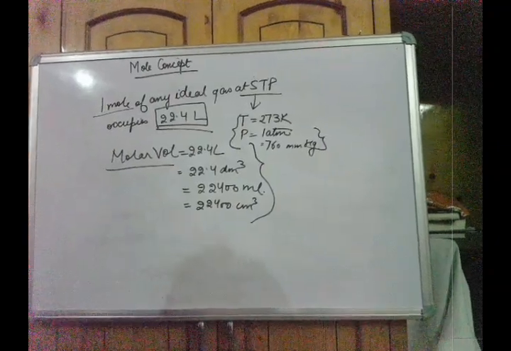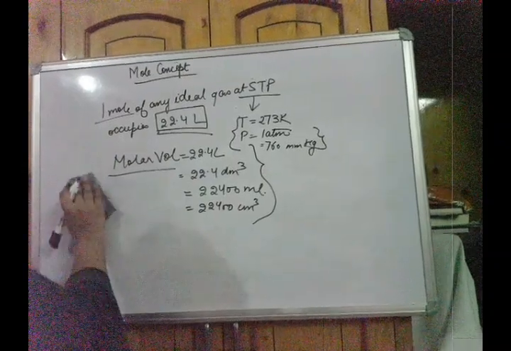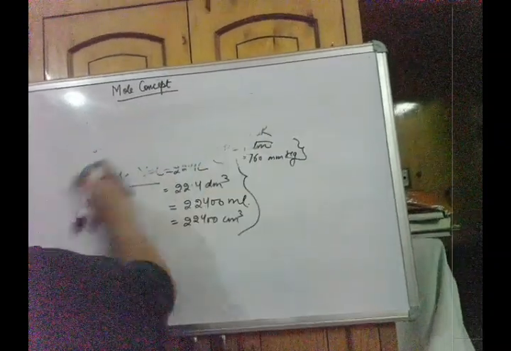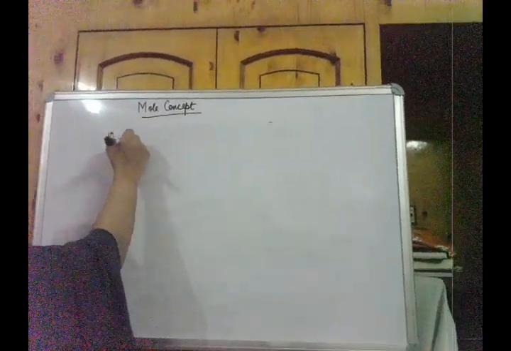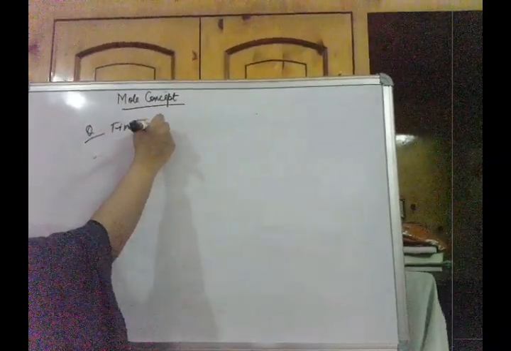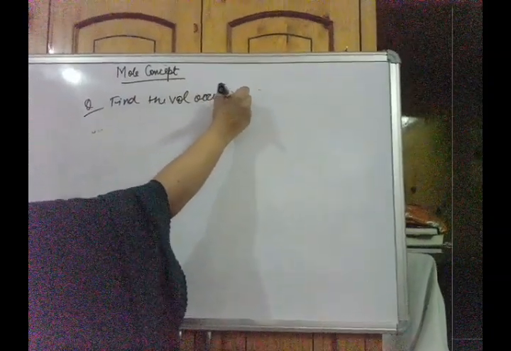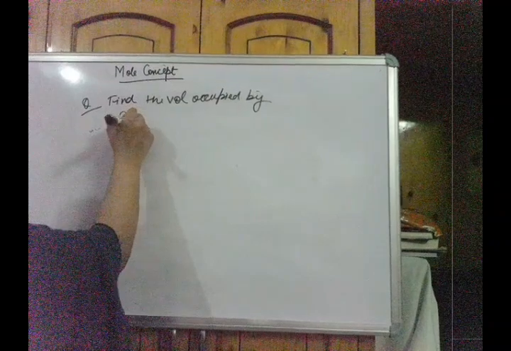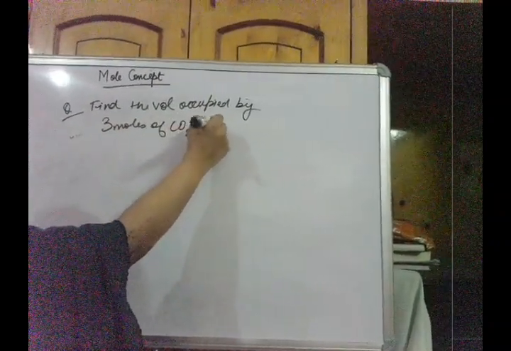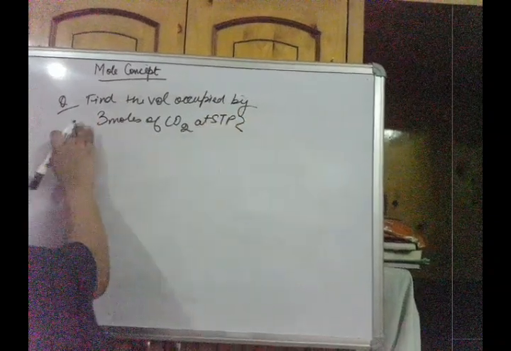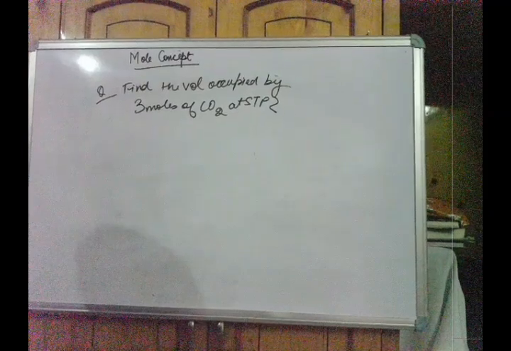Now you can understand this with the help of an example. If the question comes like: find the volume occupied by 3 moles of CO2 at STP. Now, the volume occupied by 3 moles of CO2 at STP.